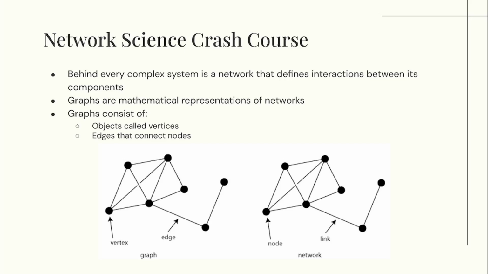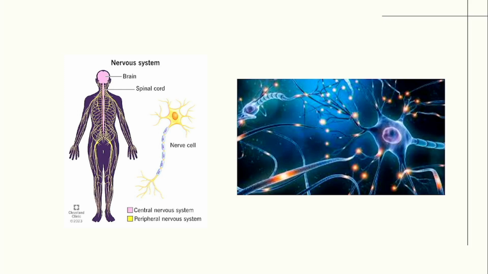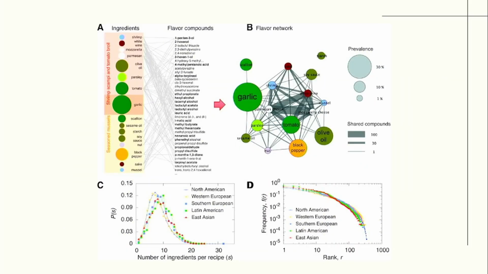Before applying network science to data poisoning, it's important to define some key terms in network science and also its significance as a tool. So various systems can be defined by networks such as the World Wide Web, the nervous system, and even flavor components of food. So some of the writing is a little bit small here, but you can see that based on the connections between the various nodes or ingredients in this case, they have certain flavor compounds that are similar.